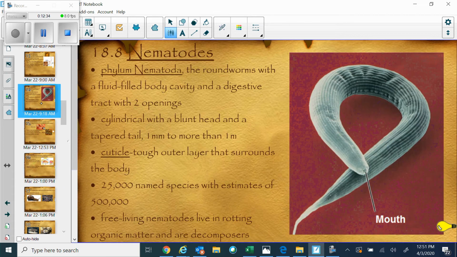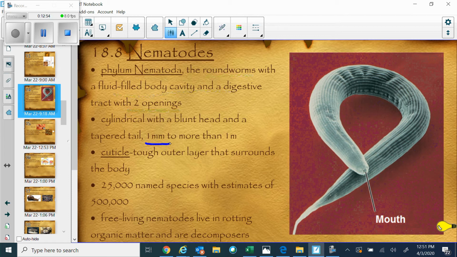Nematodes, phylum Nematoda, that's an easy one to remember. These are roundworms, and you're thinking round, is that more simple? Well, no, it's more complex. Fluid-filled body cavity, digestive tract with 2 openings. Oh, wow, that's awesome. It's got 2 openings now. That's important. Cylindrical with a blunt head, tapered tail, 1 millimeter up to a meter, so these guys can get pretty big.